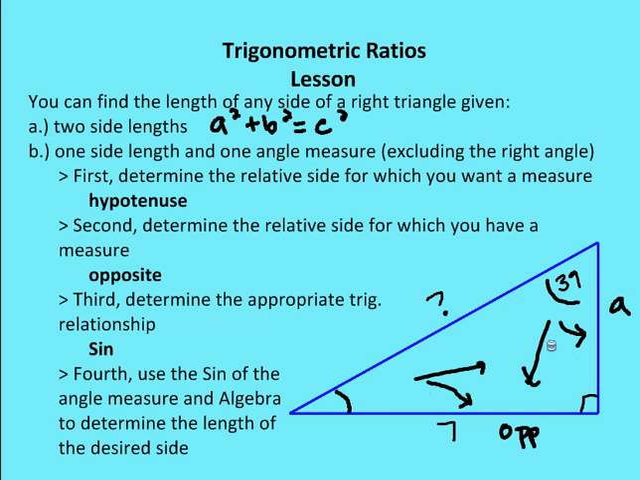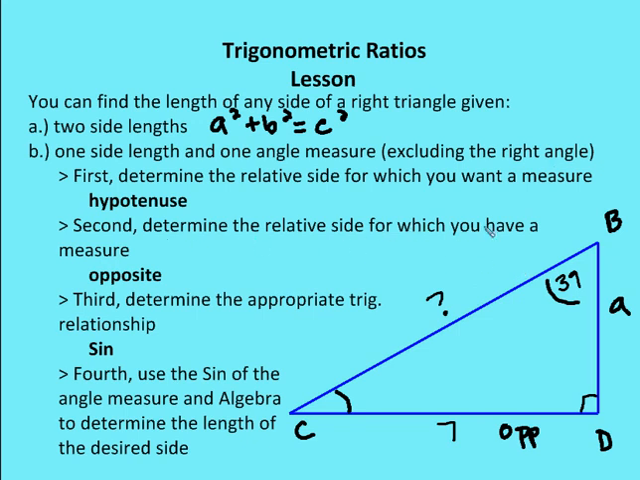But we'll work with what we have for now, and we know that 39 degrees is the measure of, we're going to call this angle A. Actually, let's call it angle B, because we have A for adjacent on the right side. So we'll say this is angle B, this is angle C, and angle D. And so we first determine the relative side for which we want a measurement. And in either case, it's going to be the hypotenuse.